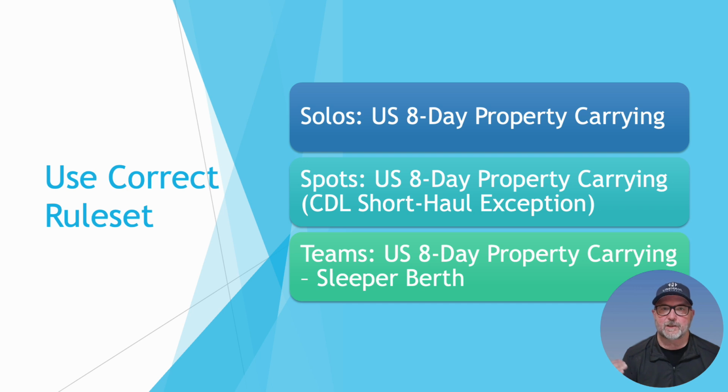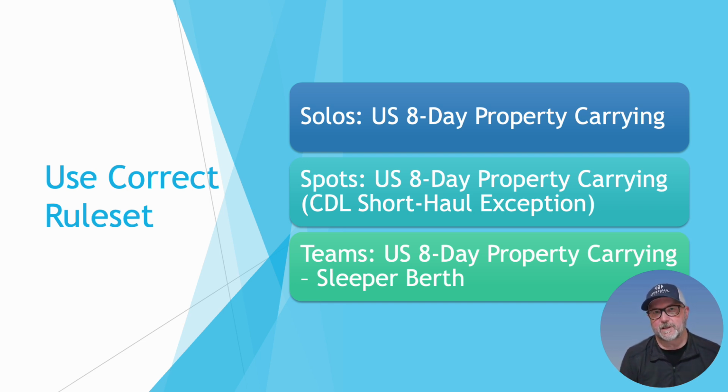The driver must start and stop at the same terminal. So if they're running out of 303 in Atlanta, they have to start their day there, they go run all their spots, and they come and end their day at the same terminal. You cannot use this from, all right, I started my day here, but I ended it over in Birmingham. It's not going to work. So just remember, if you're using that short haul exception, it's usually spot drivers in the same community, starting and stopping at the same terminal.